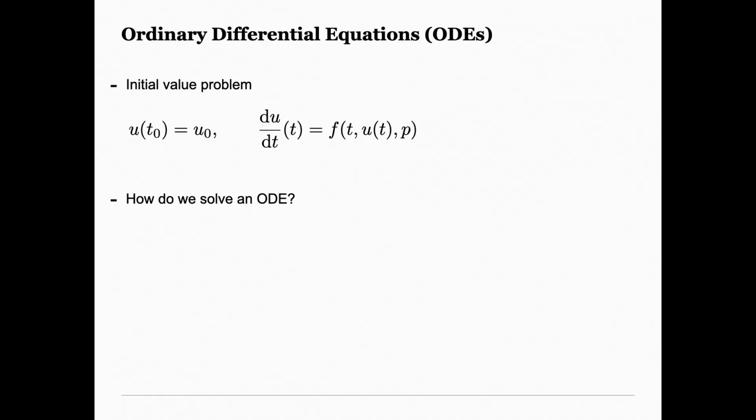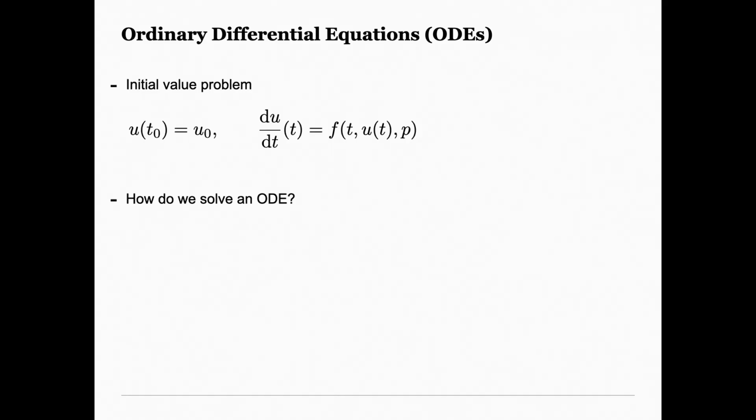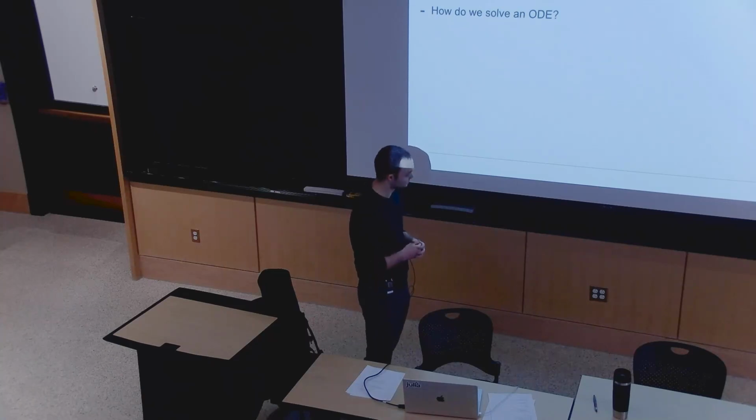So yeah, an ordinary differential equation is basically described by this kind of initial value problem, where we have the state at a given initial time, t0, is equal to u0. And then the dynamics of this state is described by this time evolution. So we have that the time derivative of u is equal to this function f that can depend on time, on the state itself, and on some parameters p. And the first natural question to ask is basically, how do we solve such an ODE?